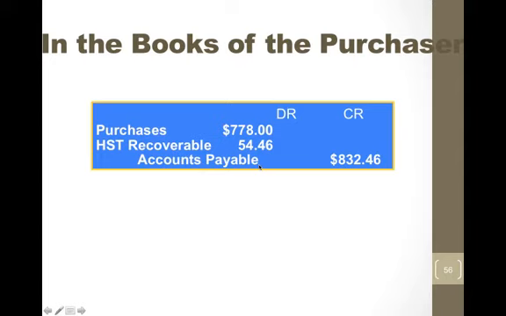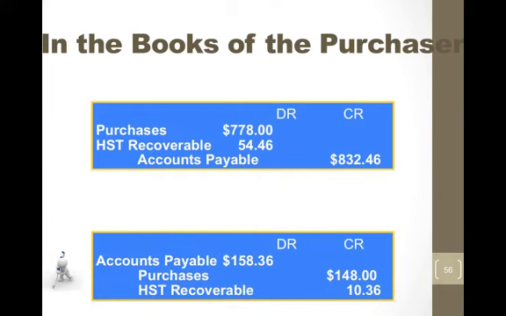With the return now, it's going to be the opposite. You're going to debit accounts payable because you no longer owe as much. You're going to credit purchases because your purchases have gone down. And of course, HST recoverable. Normally we debit HST recoverable, but in a return situation, we need to reduce the recoverable because you can't recover as much.